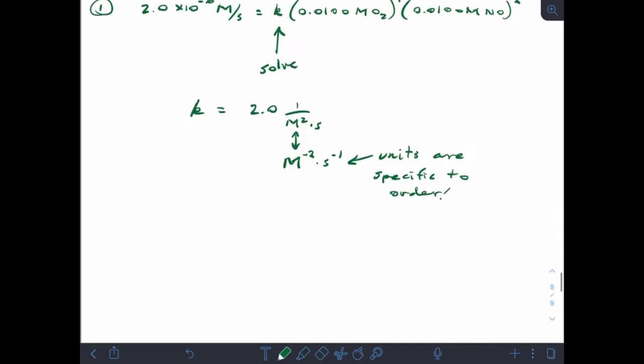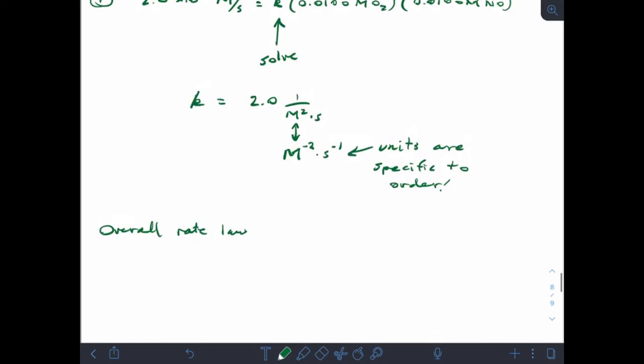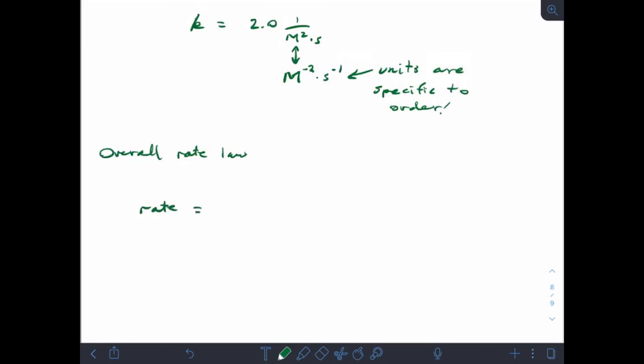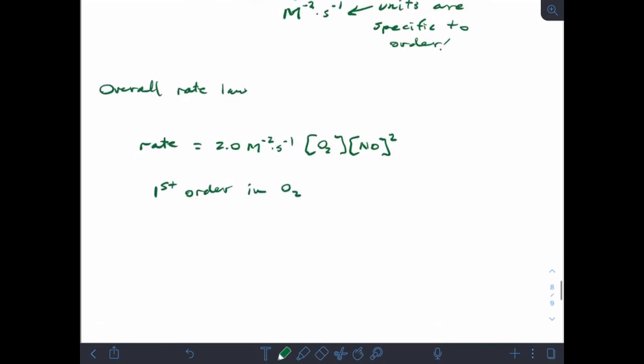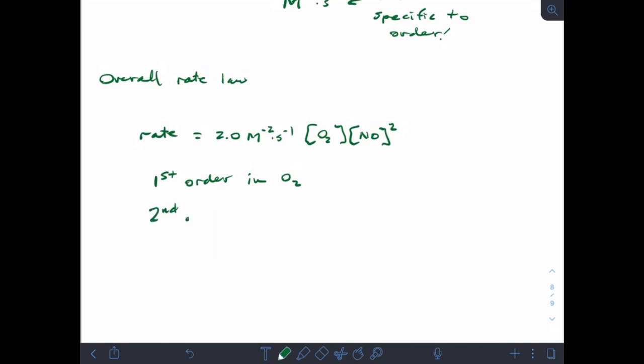So to complete our overall rate law here, it's going to look like this. The rate equals 2.0 molarity to the minus 2 seconds to the minus 1. That's our K, O2 times NO squared. Okay, we say that it's first order in O2. Remember, if you don't see a value for the exponent, it's implied that the value is 1. We say that it's second order in NO.